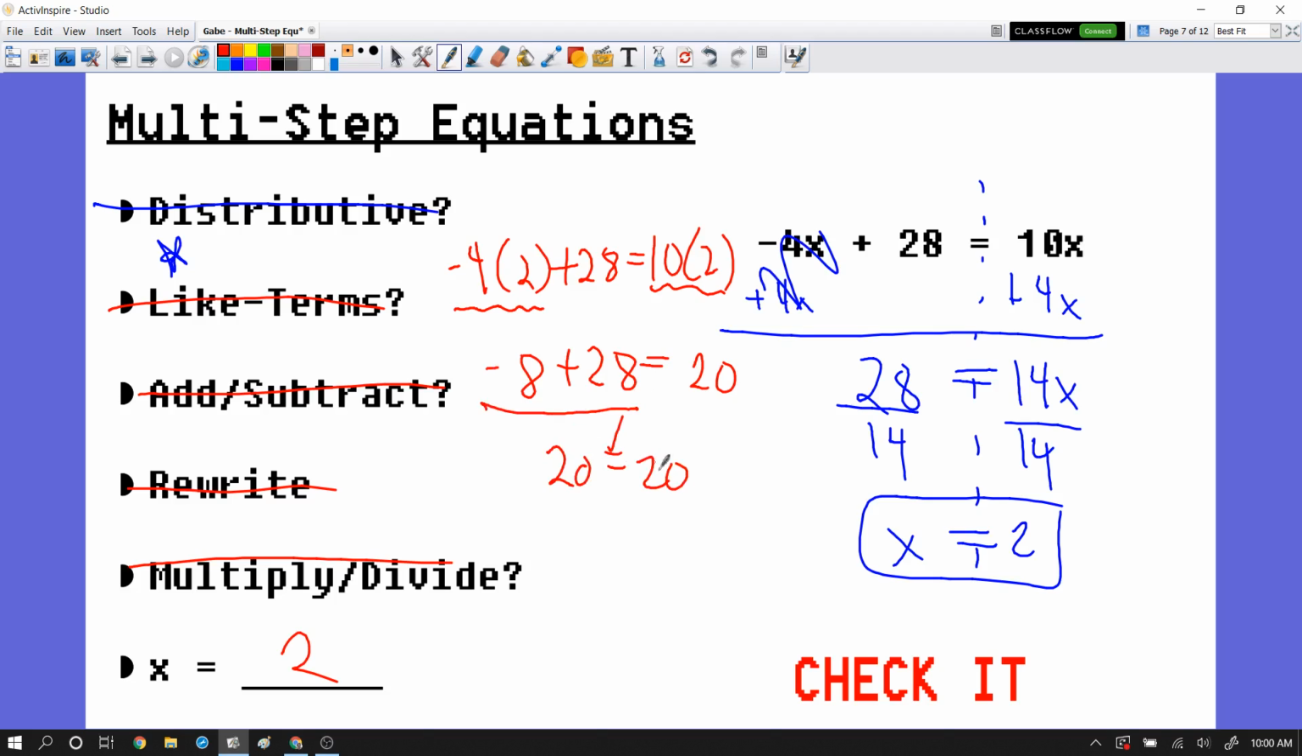20 equals 20. That is your proof. There's no arguing that. And that's exactly where I want to be. I want it to be, there is no argument about the work that you've done. You know it's right. Anybody that looks at it can say, this is how we did it, and this is how it's done.